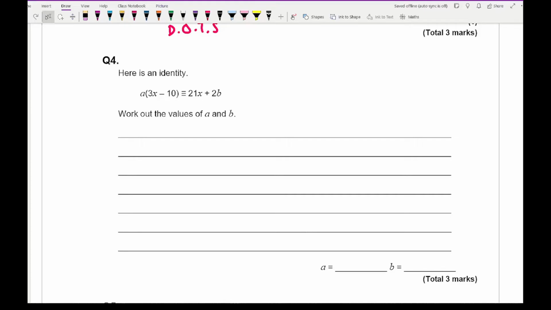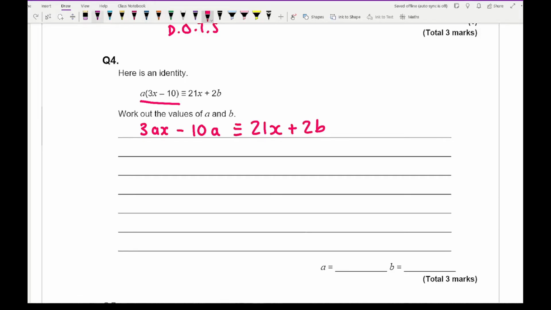So now let's have a look at question 4. Question 4 says, here is an identity, and we've got a bracket 3x minus 10, and then we've got the triple bar 21x plus 2b, and the question is asking us to work out the values of a and b. So again, what we want to do here is look at what we can do with either side. We can't do anything with the right hand side, but we can expand the brackets on the left hand side, so that then becomes 3ax minus 10a, and that's triple bar to 21x plus 2b.